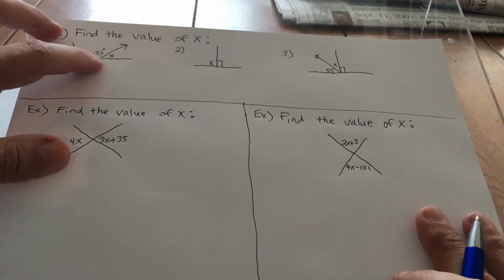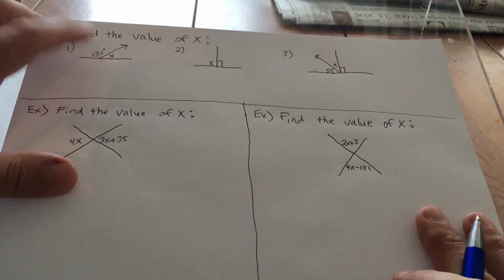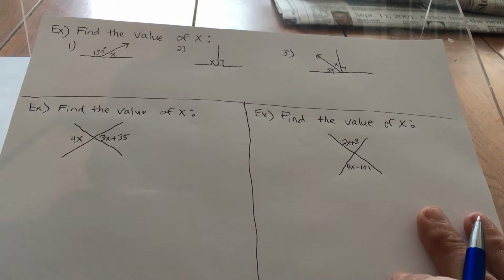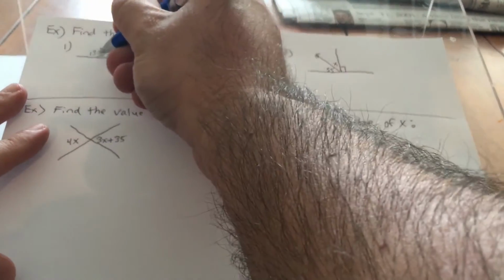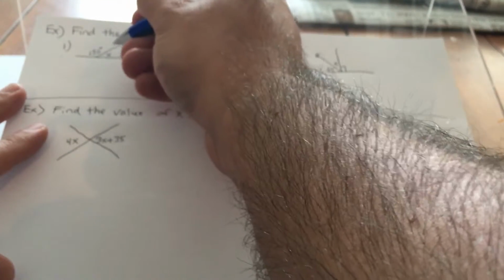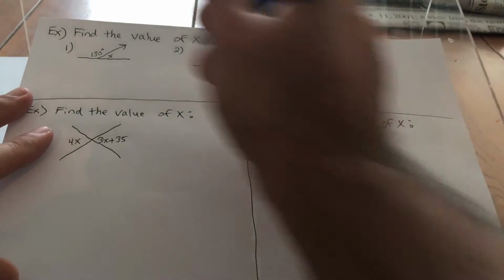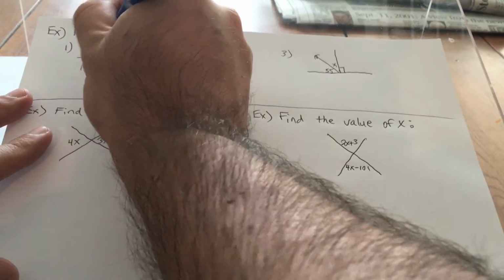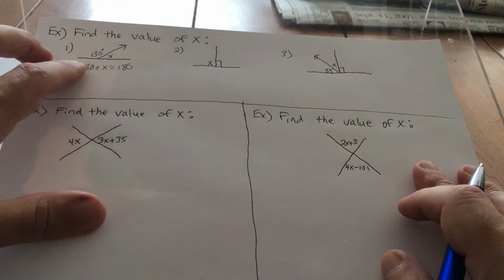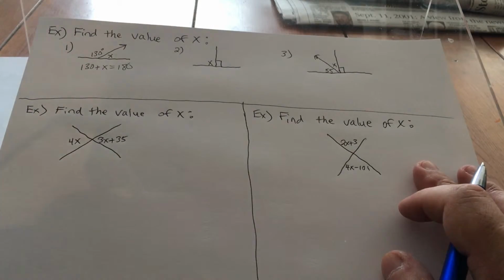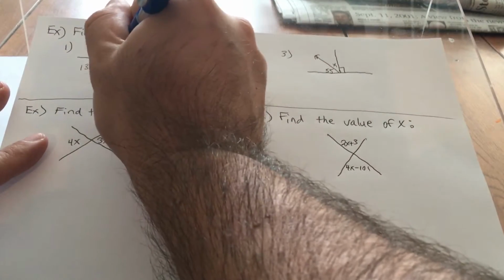Notice here we have a straight line down here, so 130 and x must be supplementary. They must add up to 180 because a straight line is 180 degrees. If you wanted to think about that, you would know that 180 minus 130 is equal to x. If you wanted to write it as an equation, you can say that 130 plus x is 180, and then you solve for x, which is taking 180 minus 130, so x must be equal to 50 degrees.